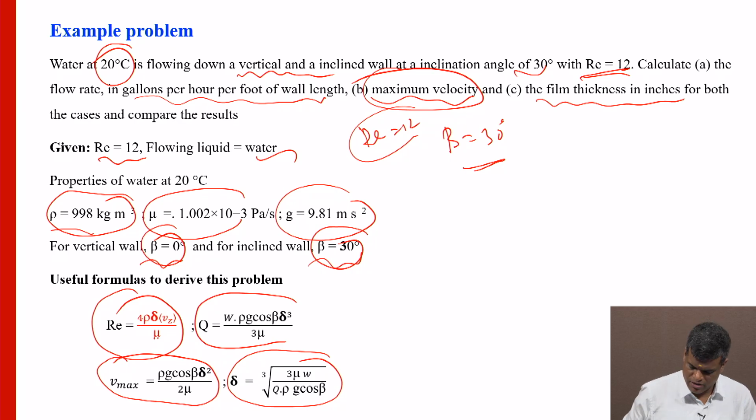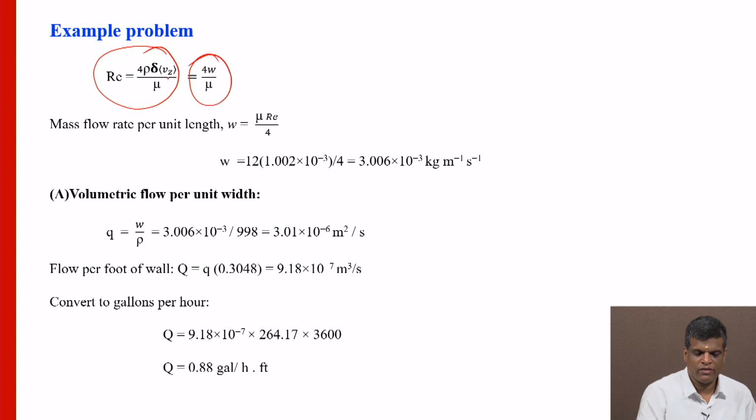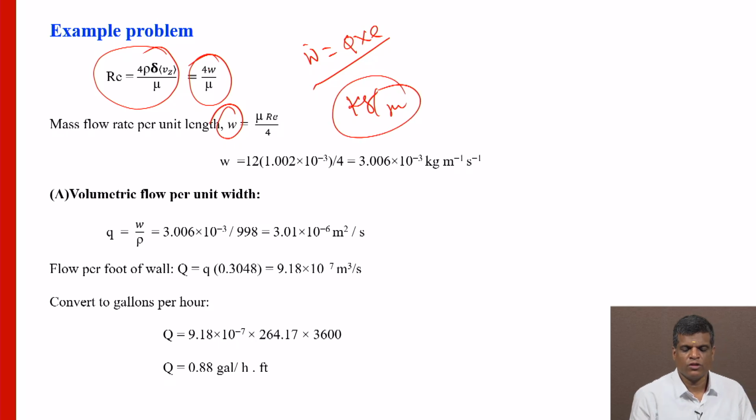The Reynolds number, 4 rho delta by mu, we can write in terms of mass flow rate W, because mass flow rate W equals Q times rho. Of course, we already discussed this. This is called the mass flow rate, not the volumetric flow rate. The mass flow rate is in kg per second. So here the mass flow rate is the viscosity mu times Reynolds number times 4.